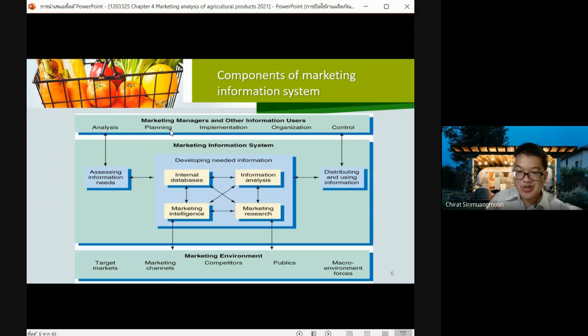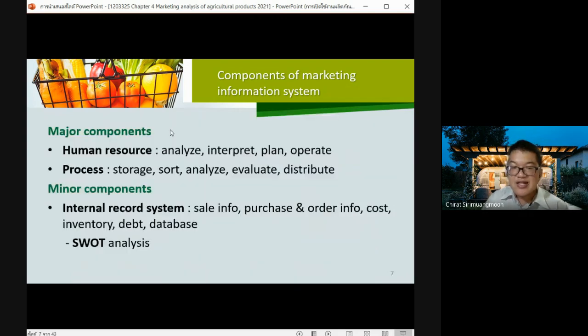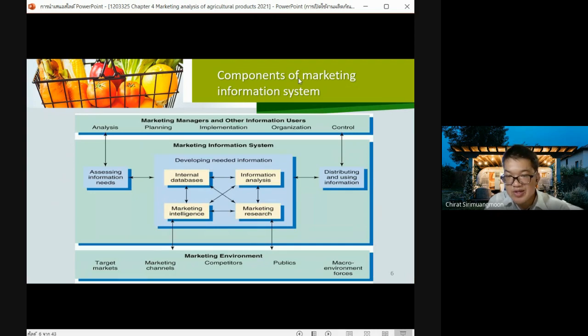The components of the process are: first, internal database; second, information analysis; third, marketing research; and the last one, marketing intelligence. So this is what we call the process. Again, we have the major component, human resource, the first box, and the process of the marketing information system, or developing needed information. So we have two major parts, and the second major part, developing needed information, has four sub-units.